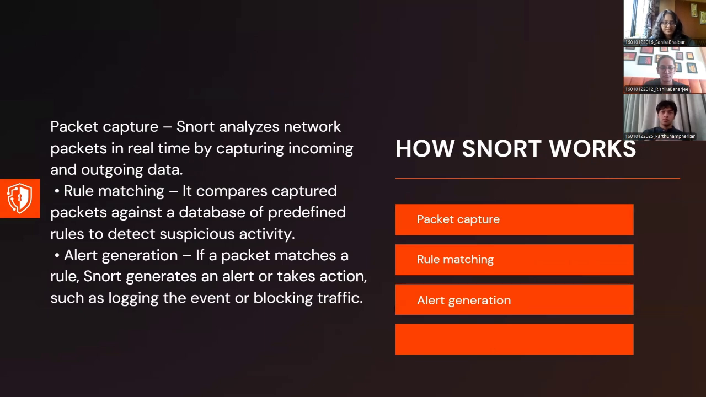How Snort works. One, packet capture. Snort analyzes network packets in real time by capturing incoming and outgoing data. Two, rule matching. It compares captured packets against a database of predefined rules to detect suspicious activity. And third is alert generation. If a packet matches a rule, Snort generates an alert or takes action such as logging the event or blocking traffic.